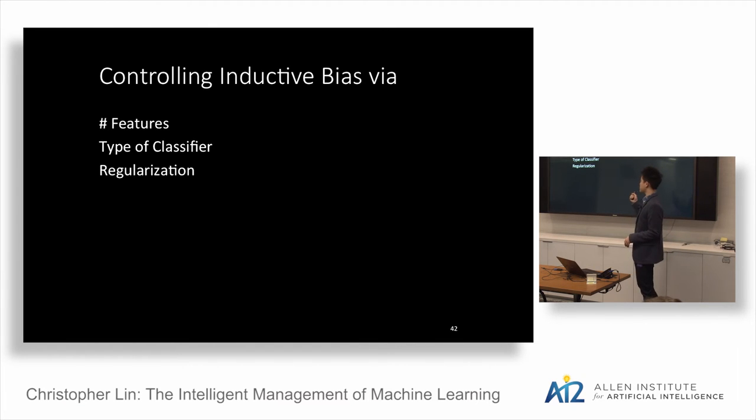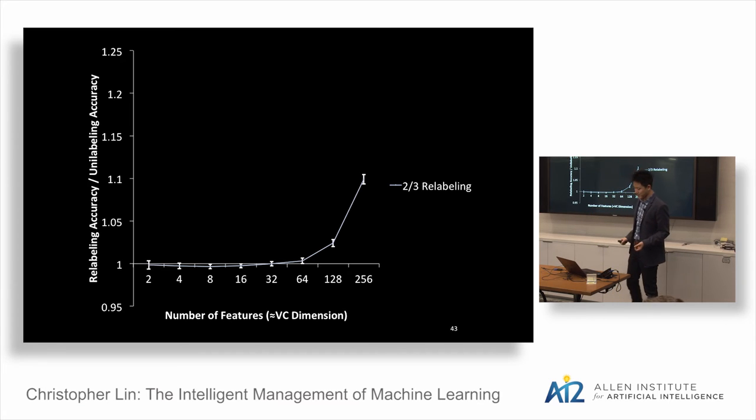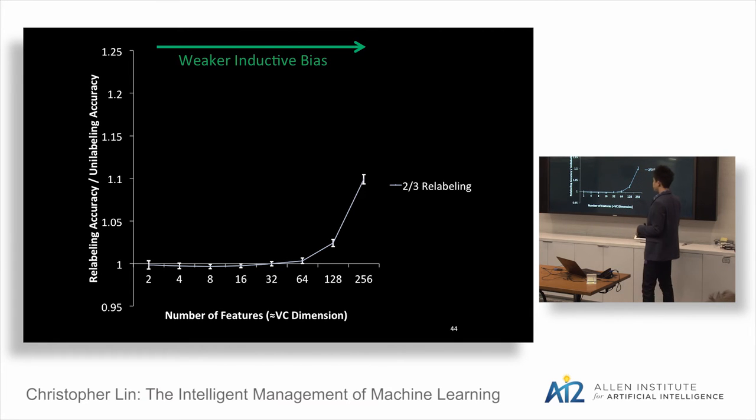So number of features controls the inductive bias, because if you're using a linear classifier, as you increase the number of features, you're increasing the VC dimension. All right, so here's a graph. On the x-axis, you see the number of features. And on the y-axis, you see relabeling accuracy divided by unit labeling accuracy. So what that means is if you are below the x-axis, unit labeling is doing better. And if you are above the x-axis, relabeling is doing better. And as you can see, as you weaken the inductive bias, the relabeling becomes more powerful.